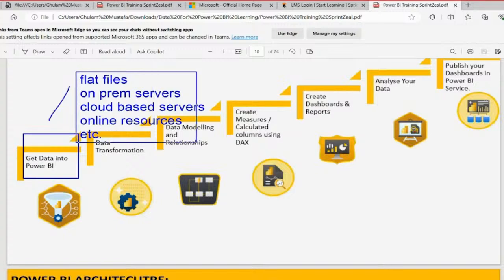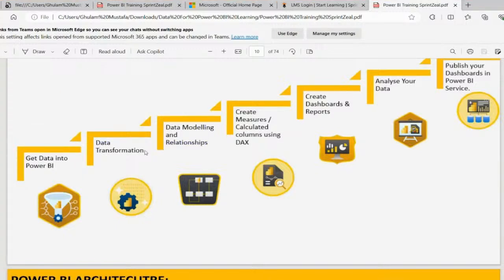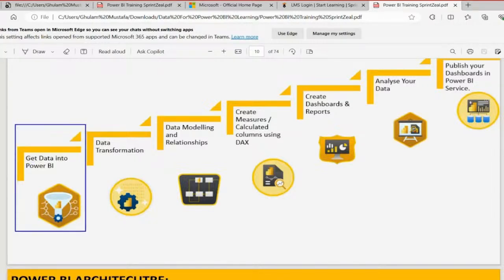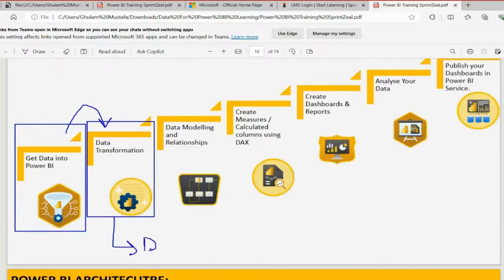All these things will help me to get data, and it's a pretty simple thing. Just get data into Power BI. This is the first step of analytics. Second step is when you get data into Power BI, we do data transformation. Data transformation is just an analogy, but here I can build data warehousing as well. Data warehousing means I am getting data from multiple data sources.